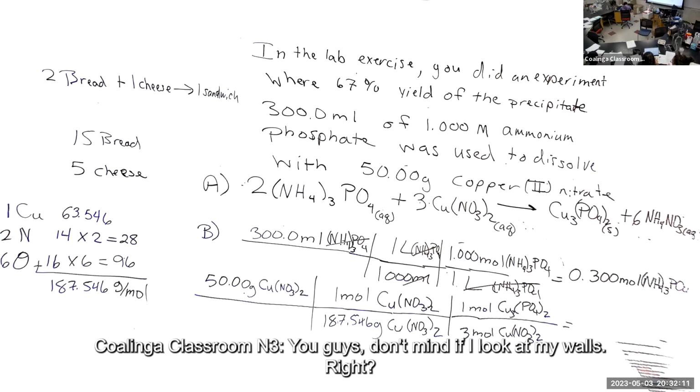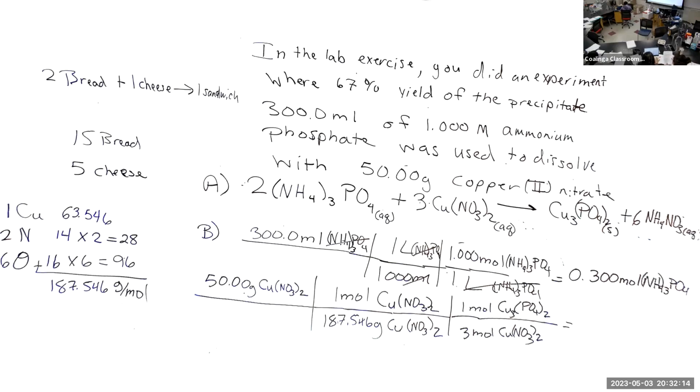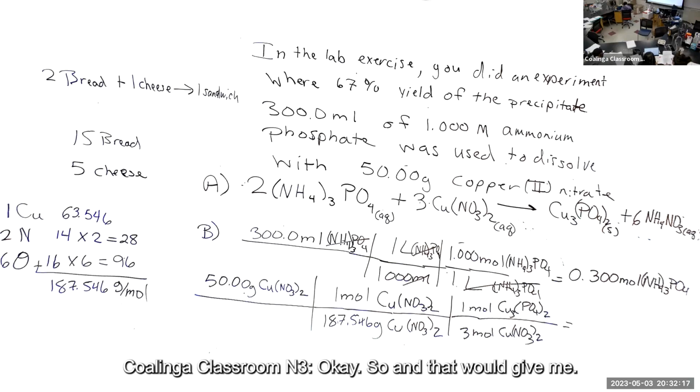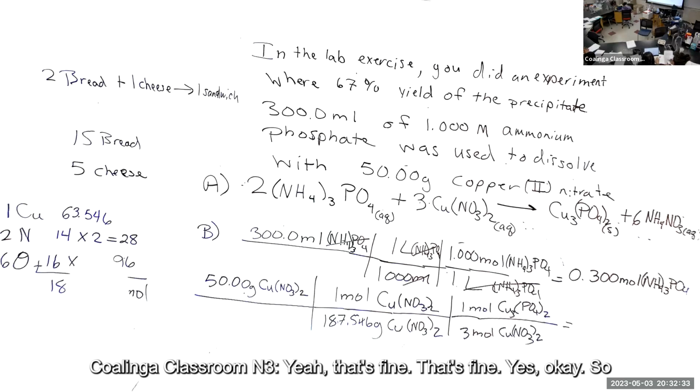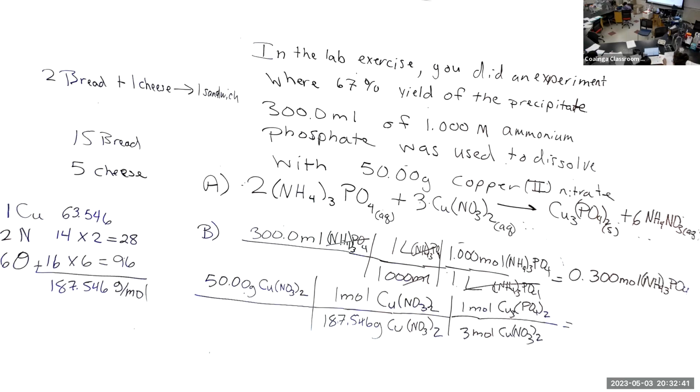You guys don't mind if I leave it in moles, right? Excellent. Okay, so then that would give me the heavy lifting for it. Where did you get the 187.5? I got 180. I think it's because I rounded it. Yeah, that's fine. From there, I got 0.0887 moles of copper phosphate.